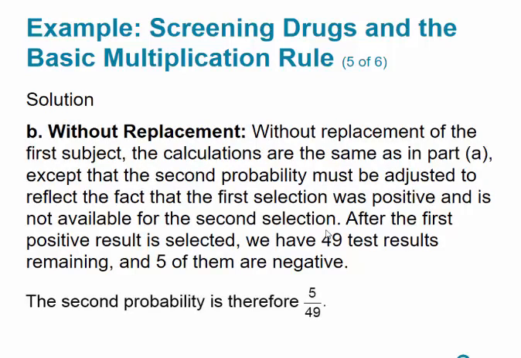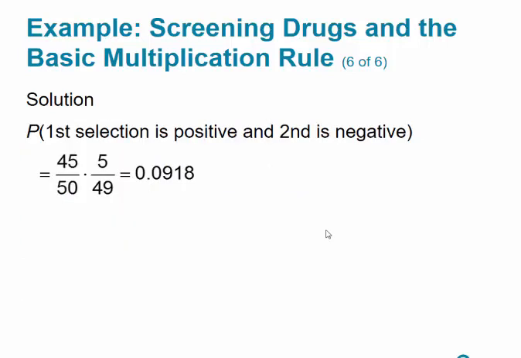So without replacement of the first subject, the calculations are the same, the mathematics is the same, except that the second probability must be adjusted to reflect the fact that the first selection was positive and now is no longer available for the second selection. So after the first positive result is selected, we have 49 test results remaining and 5 of them are negative. So the probability of the second one being negative would be 5 over 49 because there are no longer 50 results. So the probability the first selection is positive and the second is negative without replacement is 0.0918. So it's slightly different than the first one, which is 0.09.